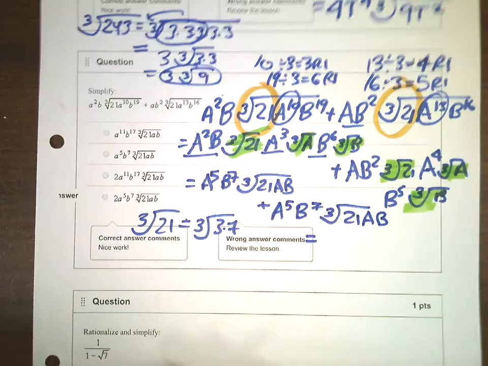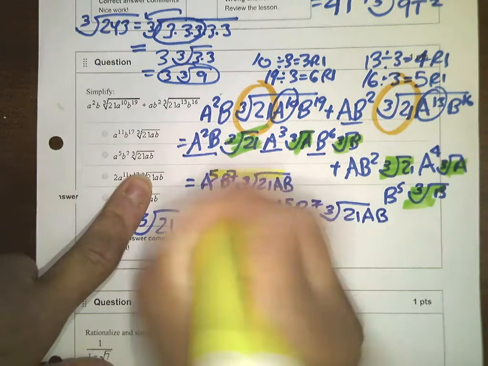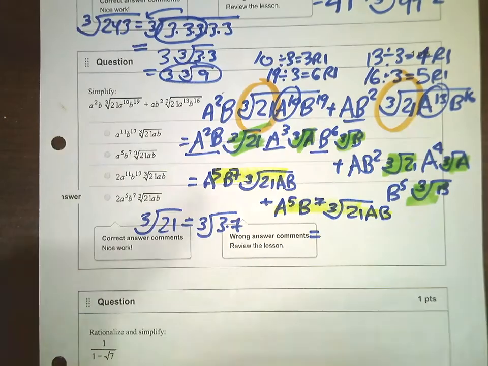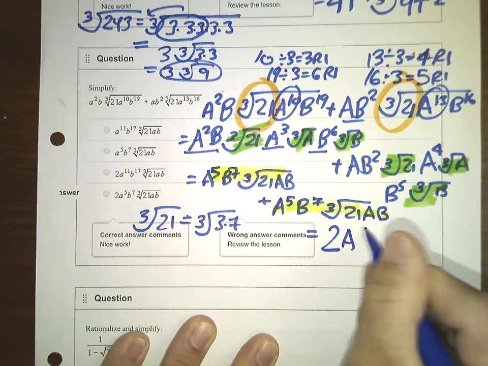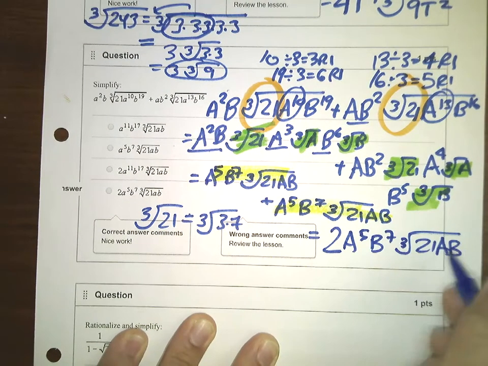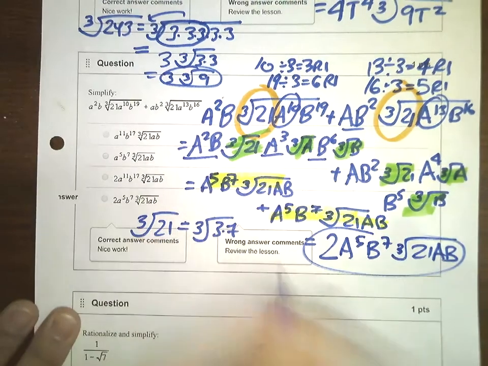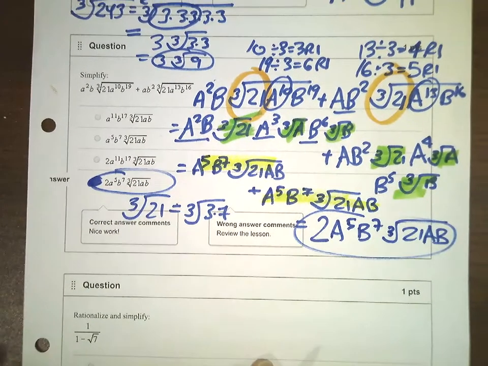So now I will combine the like terms. These are exactly the same, so that means there are two of them. So we have 2 times the a to the 5th, b to the 7th cube root of 21ab. And there's our final answer right here. All right, there we go. What a time to be alive.